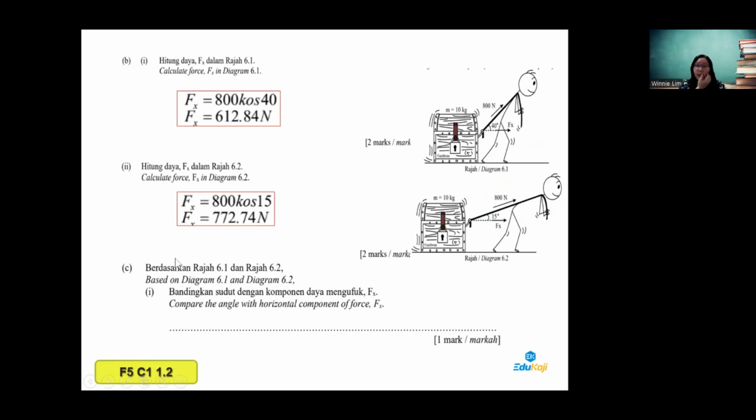So based on the diagram, they want you to compare the angle with the horizontal component. So which angle is bigger? Diagram 6.1, or you say 6.2? You should add this as well. This means you say the angle with the horizontal component in diagram 6.1 is greater. Don't just say 6.1 more than 6.2, it's not safe because you didn't mention what. In SPM, always make it a habit to give the full answer.